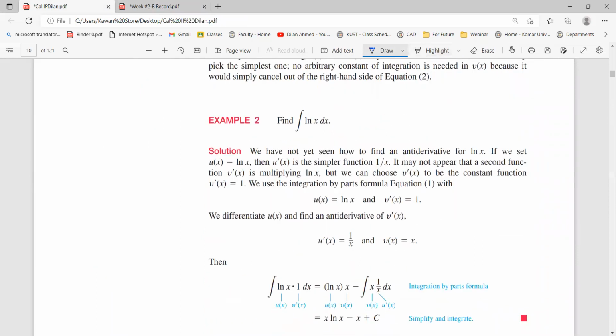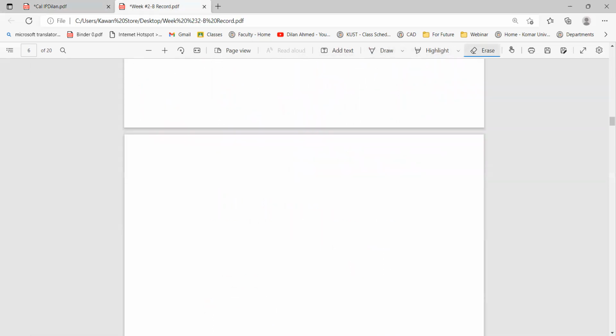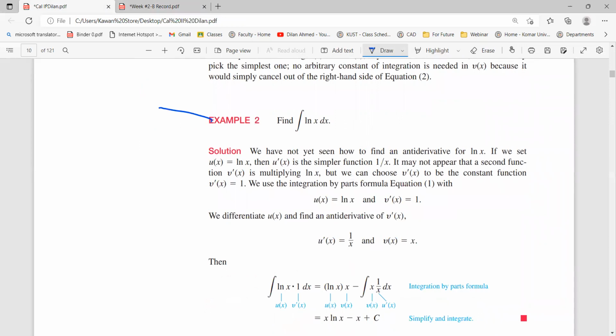I'm going to solve that one, like a special case. Example 2: ln of x dx. Before I told you, when you have two functions, write that note on your lecture note, we are going to use u dv. But here we have one function, right? So where is the other one?